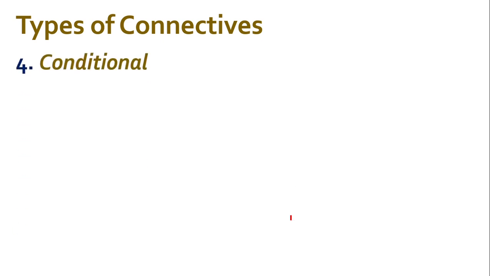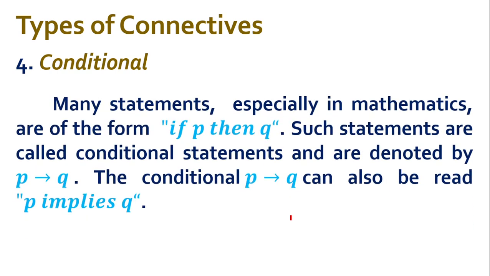Oh, so we have the conditional, the next type of connectives. Many statements, especially in mathematics, are of the form "if P then Q". Such statements are called conditional statements and are denoted by P → Q. The conditional P → Q can also be read as "P implies Q".